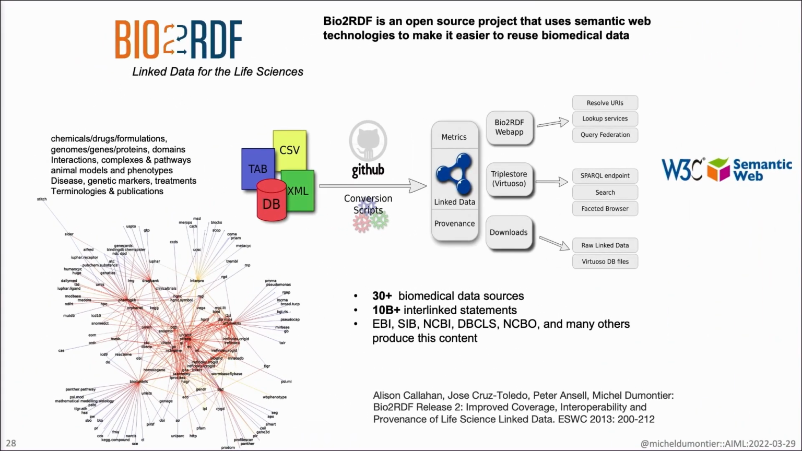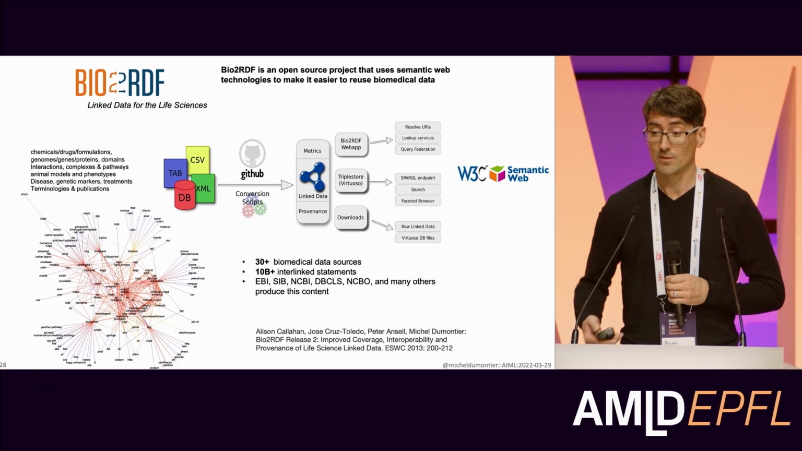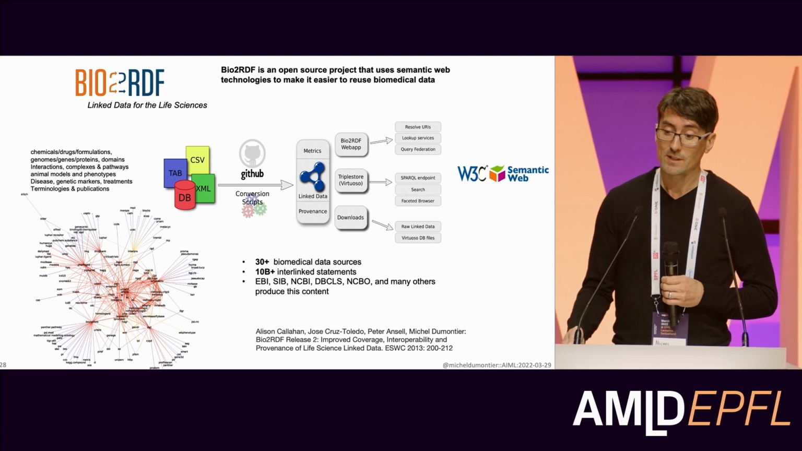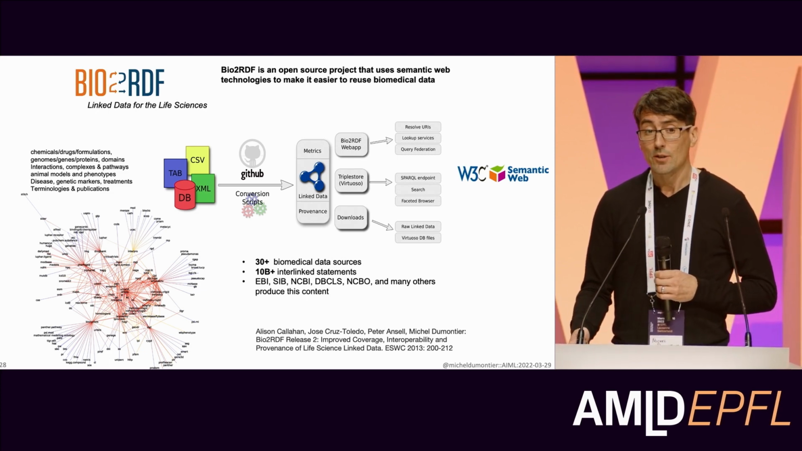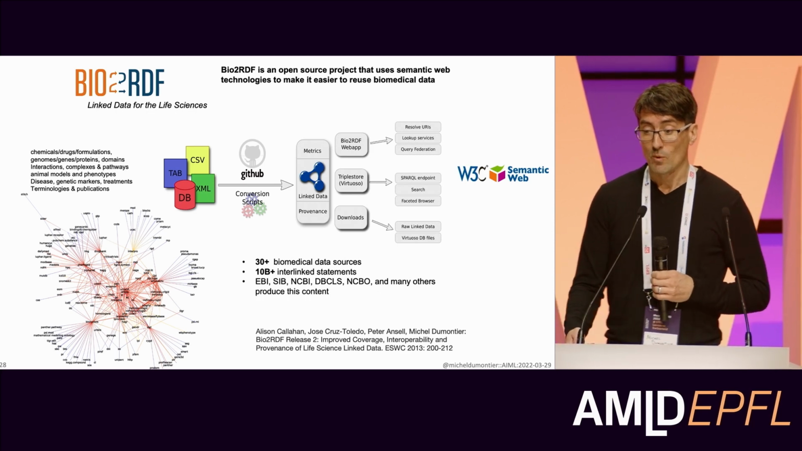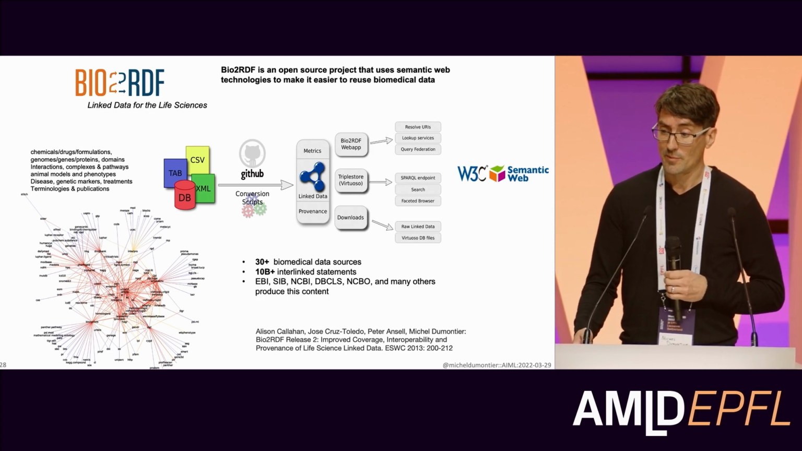Here we have a set of data from over 30 different data sources, consisting of over 10 billion statements pertaining to drugs and drug action, proteins and domains, genes and genetic markers and animal models, and these are all interconnected. So this allows you to browse across these different resources to navigate from one database to another using a unified interface, which is the standards provided by the W3C.